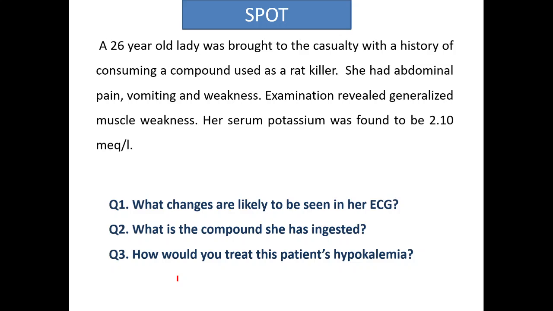A 26-year-old lady is brought to the casualty with a history of consuming a compound used in rat killer. Potassium is 2.1. So the questions are: what changes are likely to be seen in ECG? What is the compound? How would you treat this patient's hypokalemia? Ringer lactate potassium content, 1 ampule potassium chloride: what is the potassium in milliequivalents? What is the fluid which contains maximum amount of potassium? These are the questions you should be aware of. The rest you can make out.